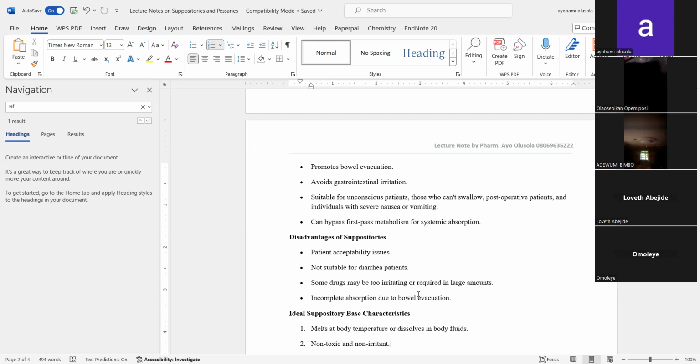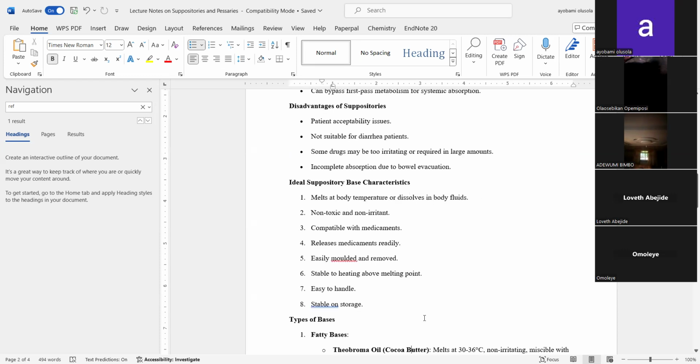Then for someone that has diarrhea, there is no point using suppository because you are inserting it, the person is going to pass it out immediately. Then some drugs too are irritating, so you may not be able to give them via the rectum. Then there may also be incomplete absorption due to bowel evacuation. Suppositories are prepared with base, and that's why I told you they can either be semi-solid or solid.